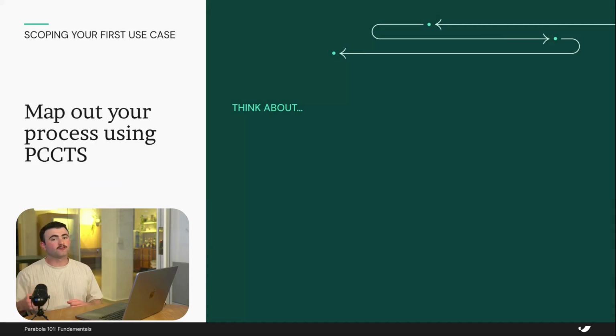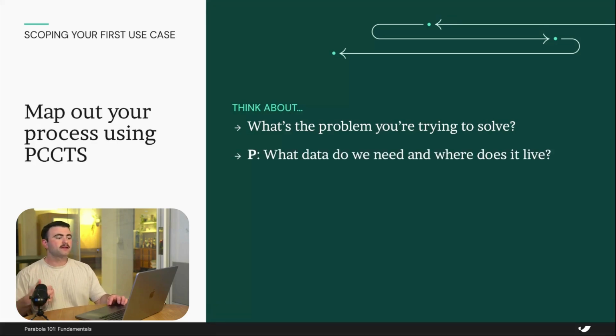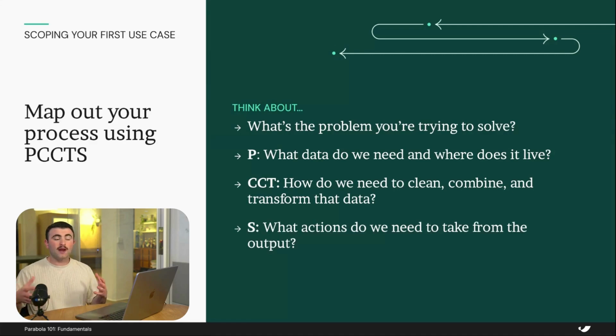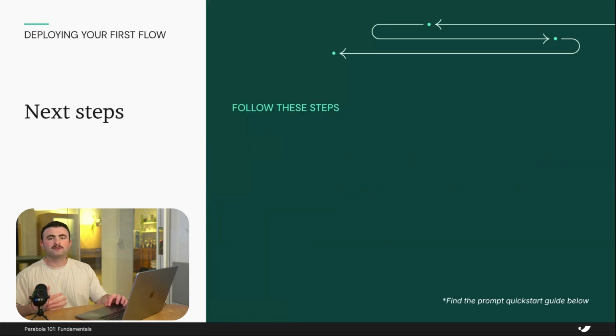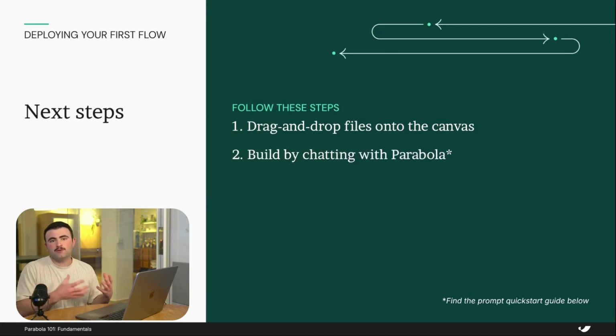Once you've identified that really solid first use case, you can start to use PCCTS to map out your thoughts on how we approach building this. First, you can think about what is the problem that we're actually trying to solve, and then think about where does this data live and how do we need to access it, how are we cleaning, combining, and transforming that data, and then finally, what actions do we actually need to take from the output of this flow. And to make this even more actionable, after you wrap up this lesson, I'd encourage you to drag and drop a file onto a new flow, and then build by chatting with Parabola.